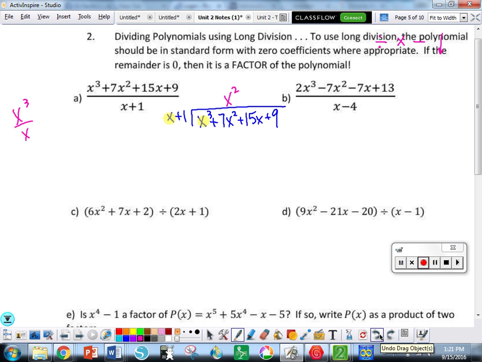Now I've divided, so now I multiply. x squared times x is what? x cubed. But when I'm multiplying, here's what I'm really doing: I'm multiplying by the x and the x plus 1. So I have to distribute, right? x squared times x is x cubed. x squared times 1 is x squared.